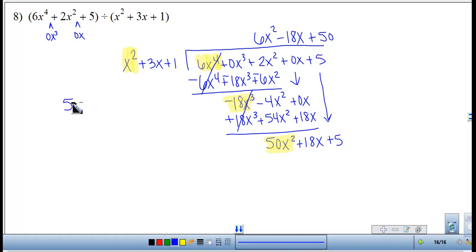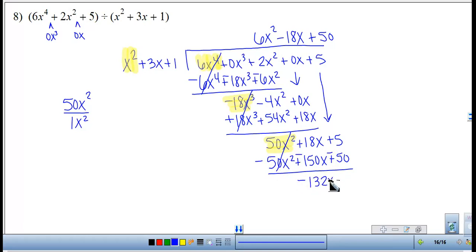Again, if you need to write your division problem out to the side so that you can realize you are dividing the numbers, 50 divided by 1, and you're subtracting the exponents. 2 minus 2 is 0. Take your 50, multiply it times all three terms, and you'll get 50x squared plus 150x plus 50. Draw your line, change all three signs. First terms cancel. I get negative 132x minus 45.